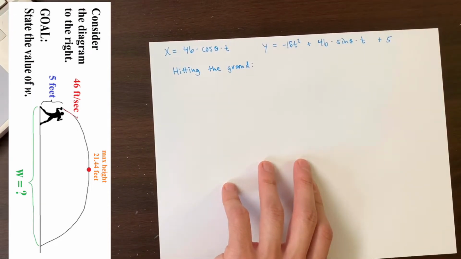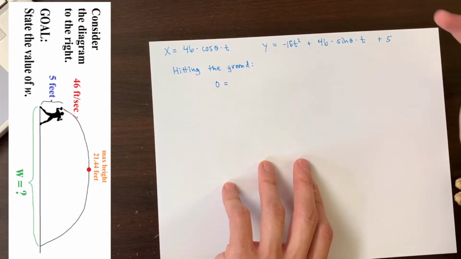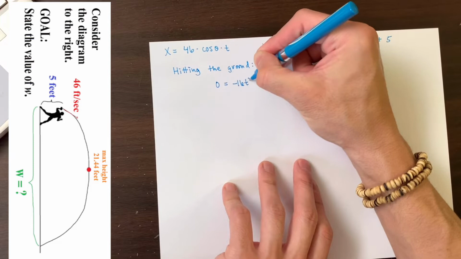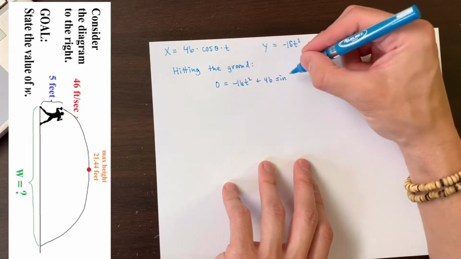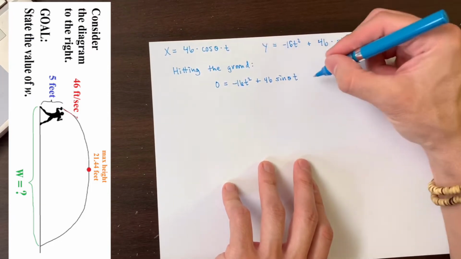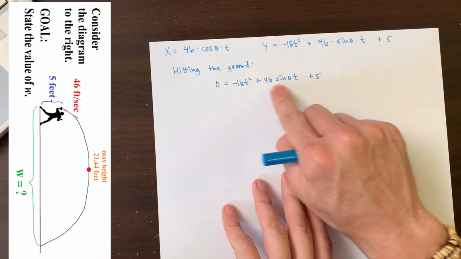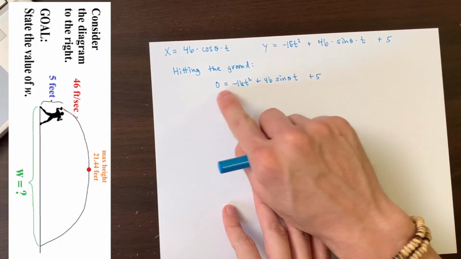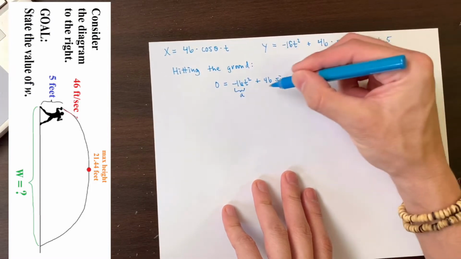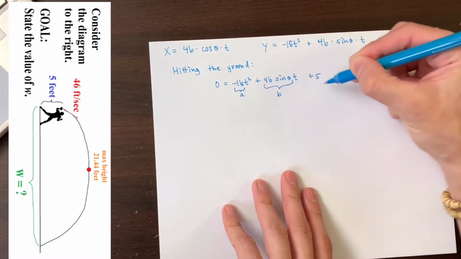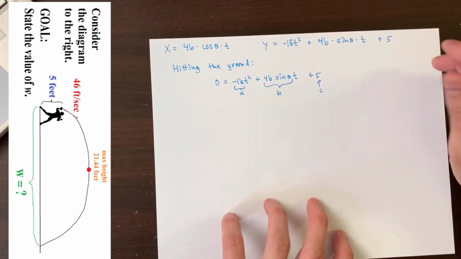Now, we hit the ground when our height y is 0. So I'll put a 0 in for y. And now we need to find the value, or the values, of t that make this true. So this is a quadratic equation equals 0. I'll remind you that this is A, that's B, and that's C. So what we can do is set up the quadratic formula.